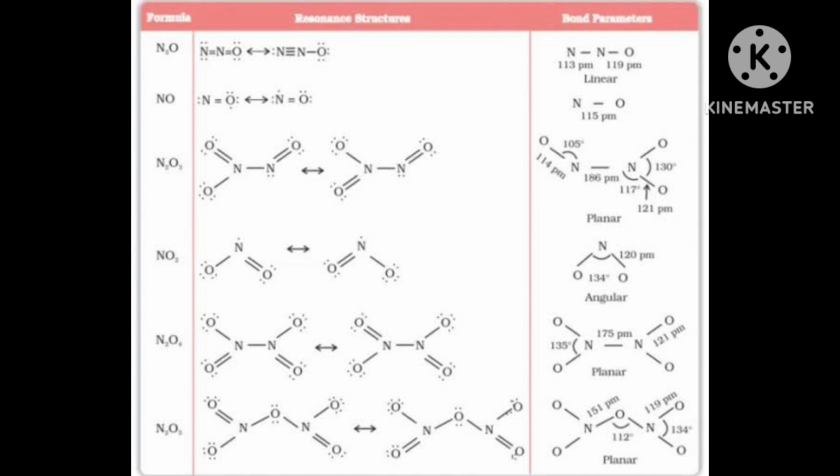Here the ONO bond angle, N being the middle, is 134 degrees, and the N and O bond length is 120 picometer. Okay, like that. Now N2O4.